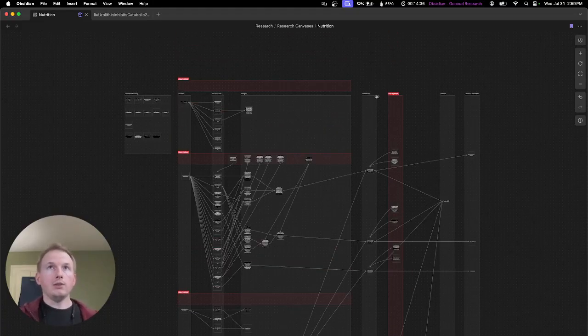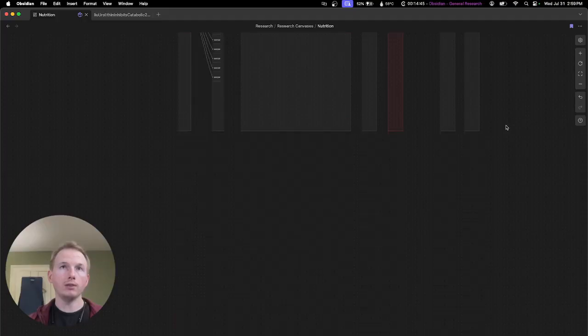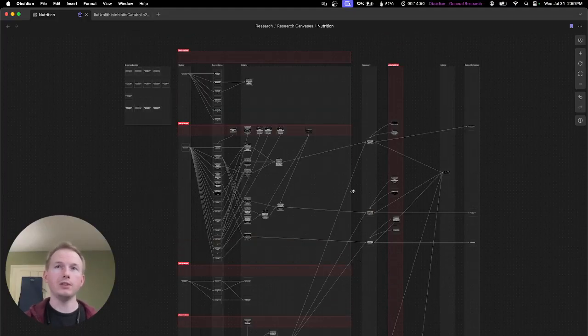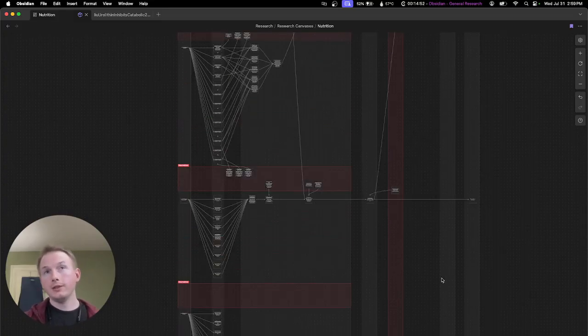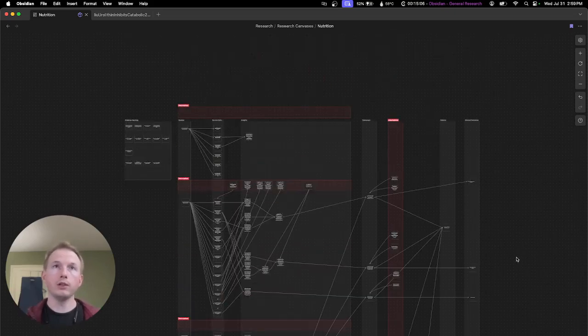So this specific canvas is dedicated to nutrition, and specifically I've really just been looking at supplements. And we'll get into one of those today, but as you can see, it's not easy to navigate. You can use a plugin called Simple Canvas Search, which will let you search through the canvas itself, which is really helpful. You can search for individual file names, but that only goes so far.